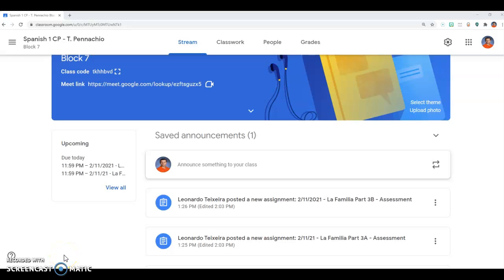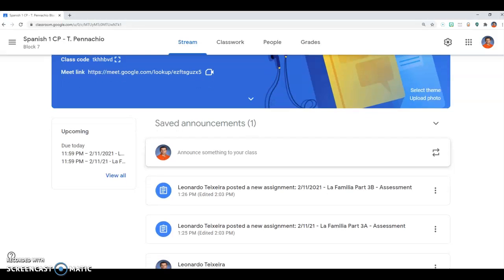Someone contacted me earlier today about exercise 3A and 3B. So here is some clarification in case you didn't understand it.